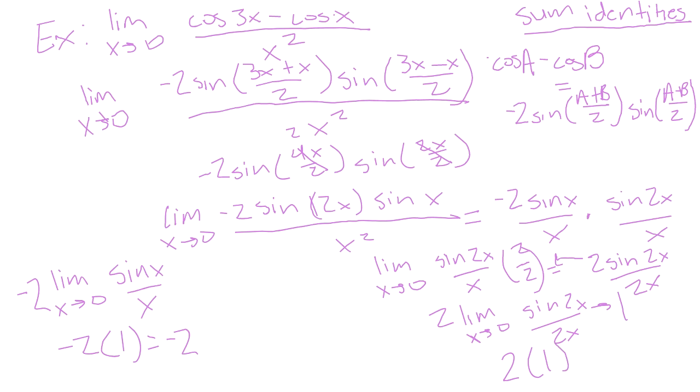And now we can multiply these two together and get us -2 times 2. So therefore, our final limit for this is going to be 4.